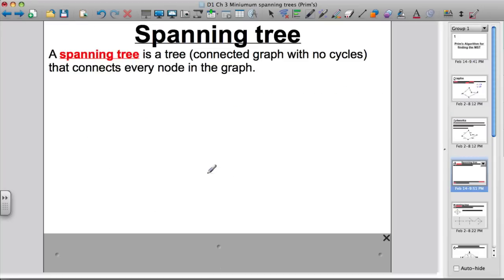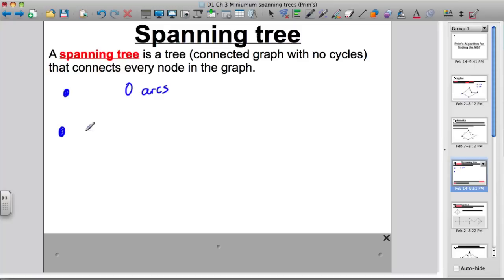Okay, what's a spanning tree then? A spanning tree is a tree, and a tree is a connected graph with no cycles that connects every node in the graph. To show you what I mean, let's start off with a very simple graph with one node. How do I connect that to itself? Well, it is itself, so it doesn't require any connection. So a connection without creating any cycle would have 0 arcs in it. It would just be as it is.